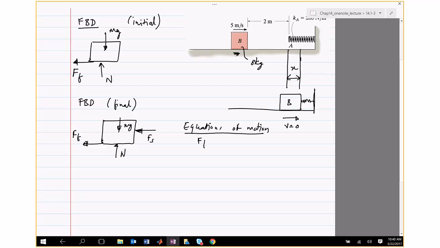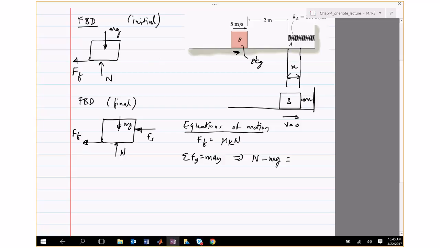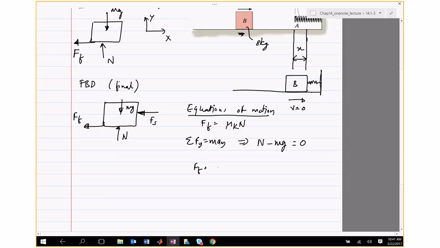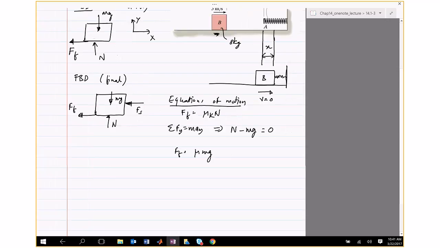So FF, we know, is mu K times N. And from Newton's laws, the sum of Fy is m a y, so the net force N minus Mg equals the acceleration in the y direction, which is zero. Let's call this x, this y. So FF is mu mg. Okay, so we got the force. Now let's use the principle of work and energy: T1 plus U12 equals T2.